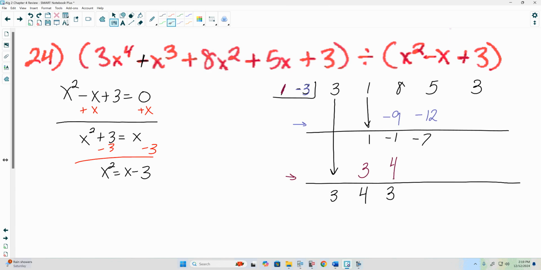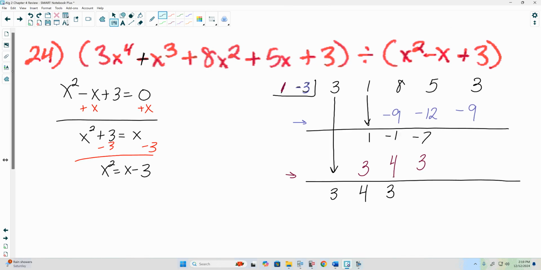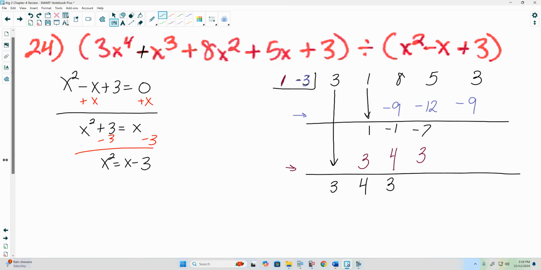And we do this again. 1 times our 3 down here would give us 3. Negative 3 times 3 would give us negative 9. You're good? I think just subtracted. Yeah. And lastly, we add negative 7 plus 3 is 4. 3 minus 9, 3 plus negative 9 is negative 6.